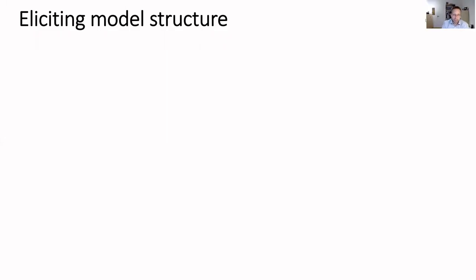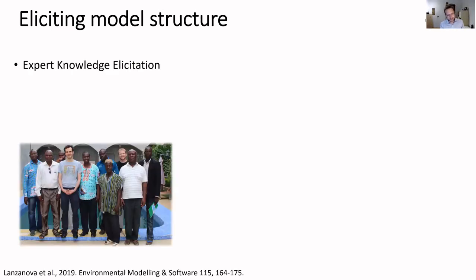So eliciting the model structure in this participatory process is something that we've thought a lot about. This is possibly the most nebulous part still of our process, but there is quite a bit of really substantive work on expert knowledge elicitation. So on how to convene a group of experts.